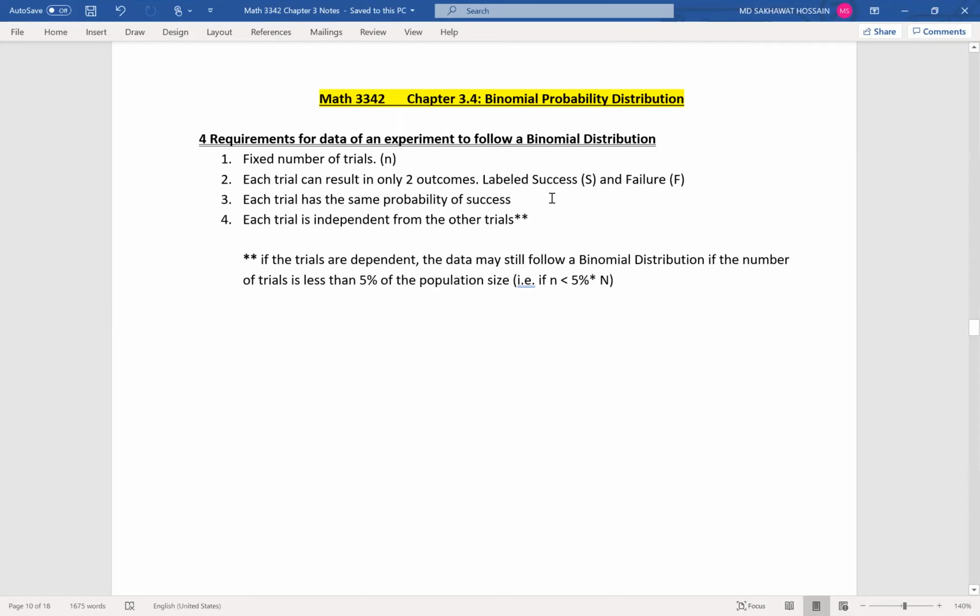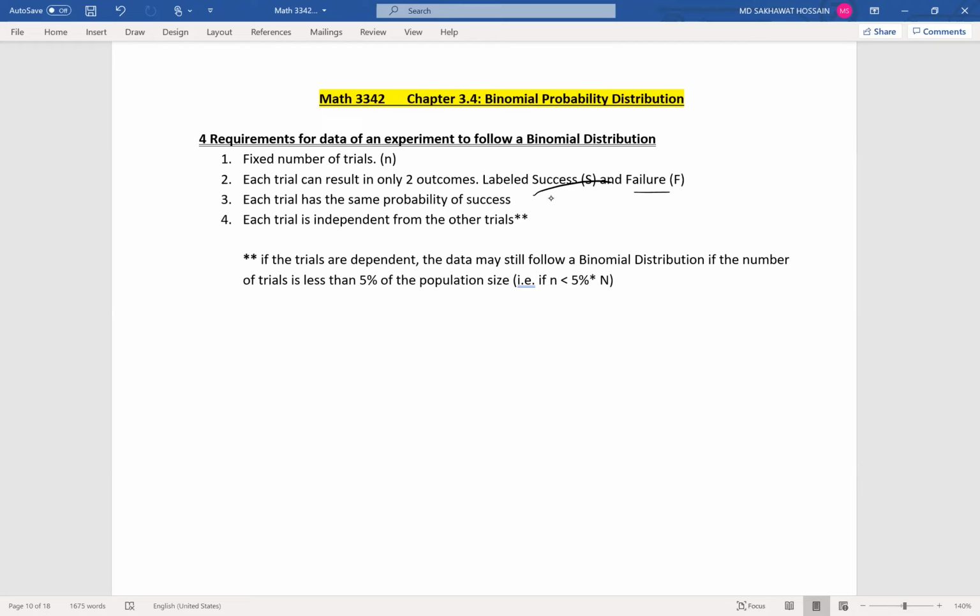So each trial can result in only two outcomes. That means in each trial we'll have only two possible outcomes. For example, if we toss a coin, then there are two outcomes only. We'll have either head or tail. So for binomial distribution, each trial should have only two outcomes, and we'll label them as success and failure. If we toss a coin and we are interested in getting a head, then we'll consider head as success, and the tail will be failure.